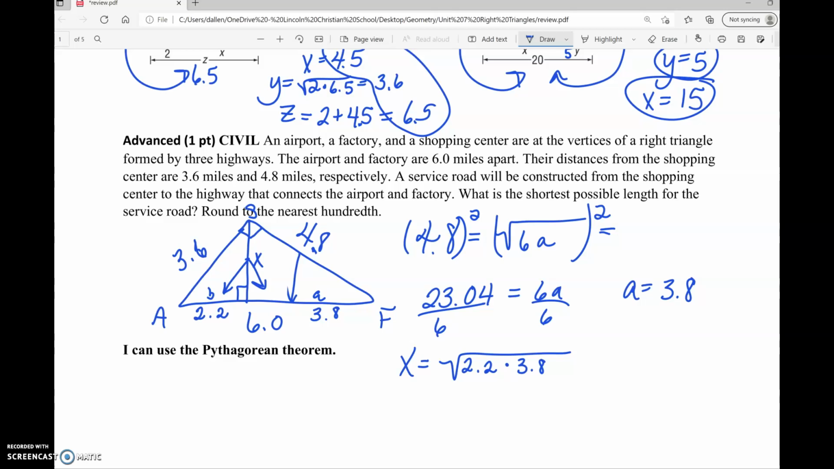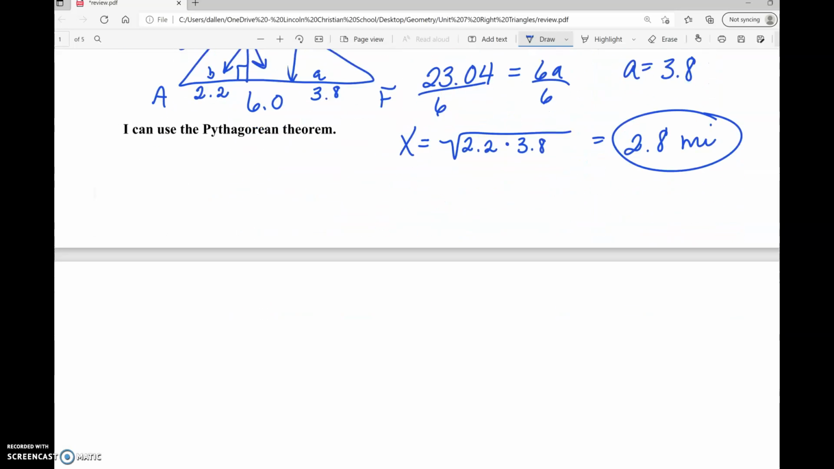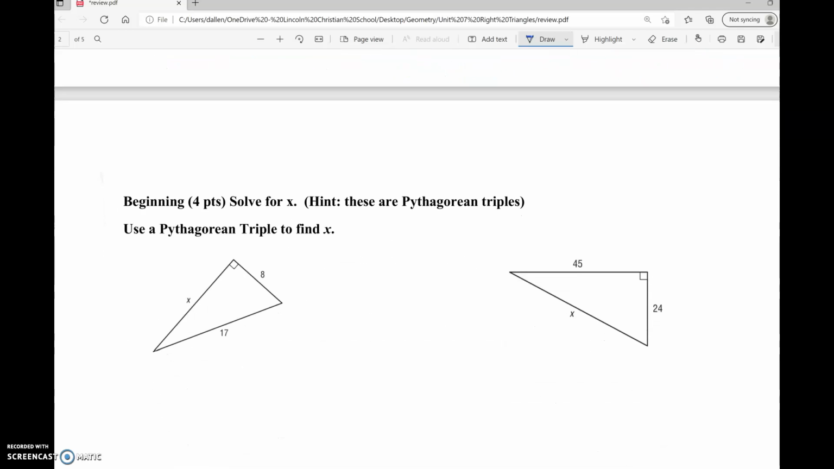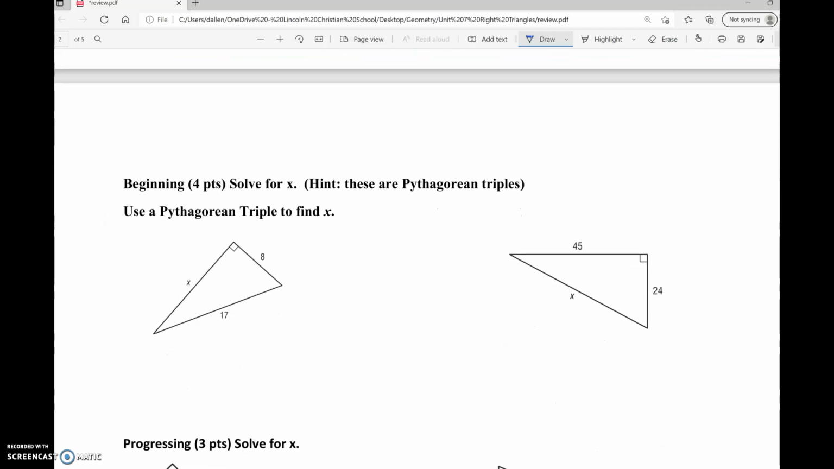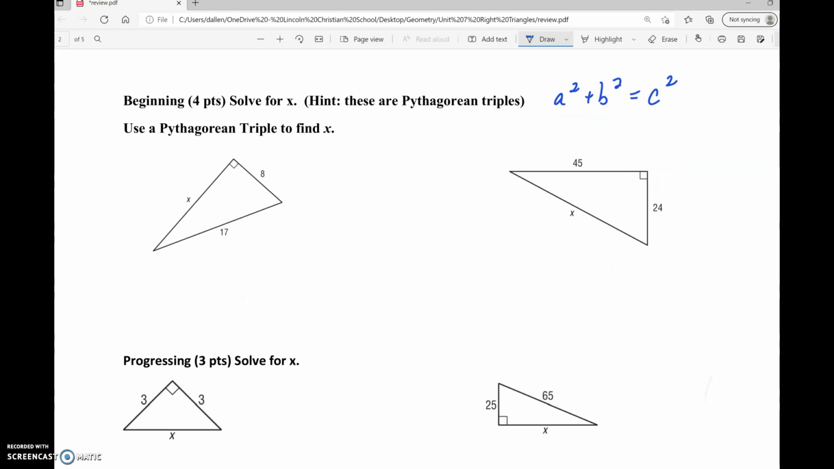So I get 2.9 or 2.8. And then we went into the Pythagorean Theorem. So that's this one. Remember, Pythagorean Theorem is leg squared plus leg squared equals hypotenuse squared. So 8 is a leg, x is a leg, and 17 is a hypotenuse.